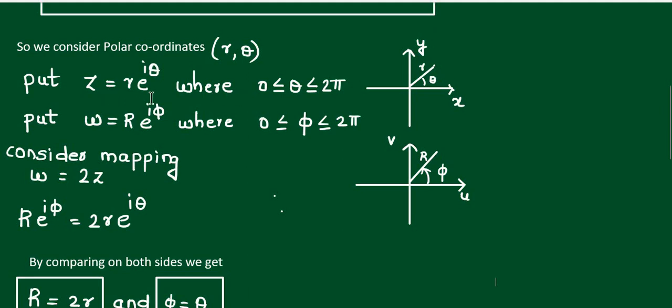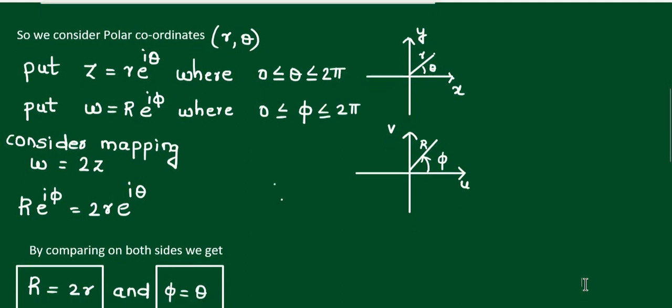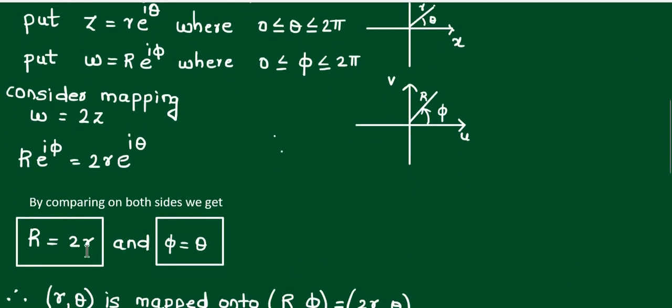when you are taking z equal to r e raised to i theta, where theta varies from 0 to 2 pi. Similarly, put w as capital R into e raised to i phi, where phi varies from 0 to 2 pi. Now, if you are varying the angle from 0 to 2 pi, all the points in the w plane will be covered. That is the reason we are taking w equal to capital R into e raised to i phi. Now, consider this map, substitute these equations, and then after comparing, we get capital R is equal to 2r and phi is equal to theta.